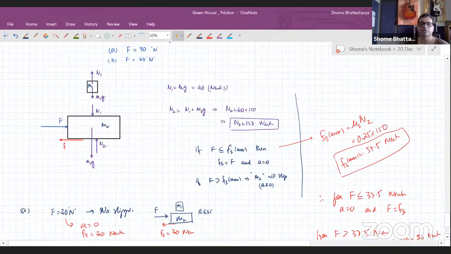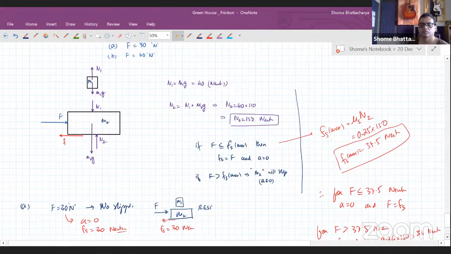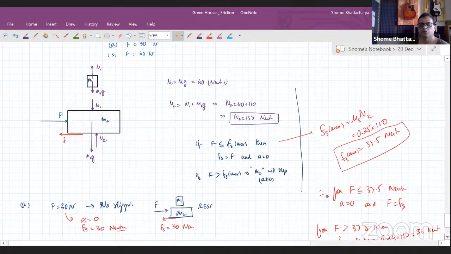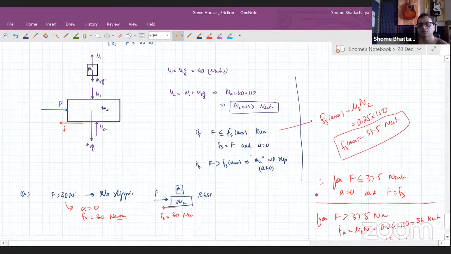But in the second case, there will be slipping. Yes, that's correct. So for the second case, we'll have to apply this situation now. This one, because F is greater than 37.5.